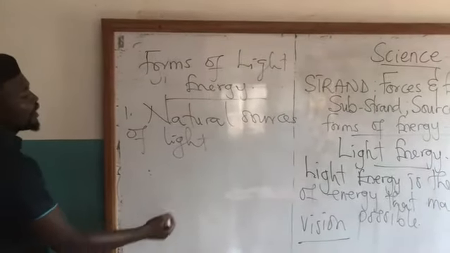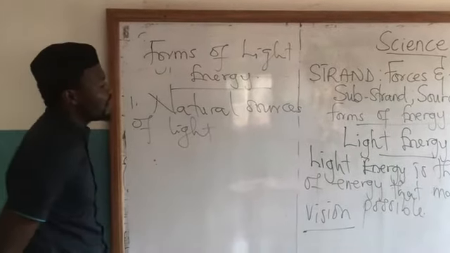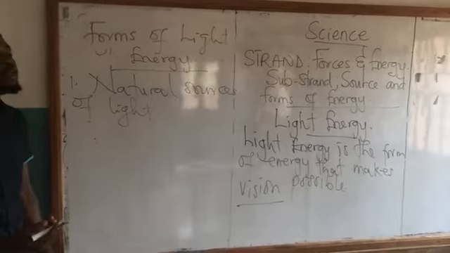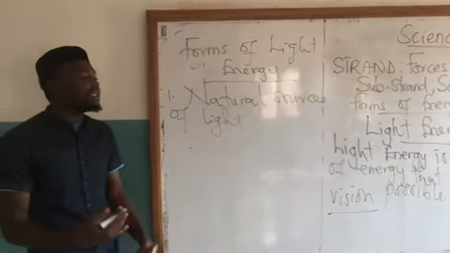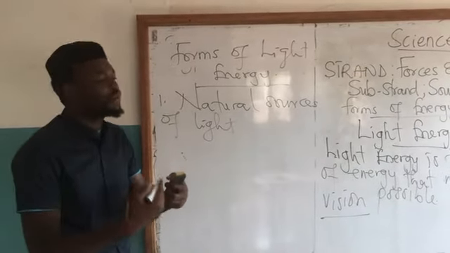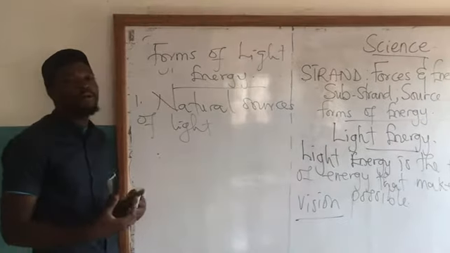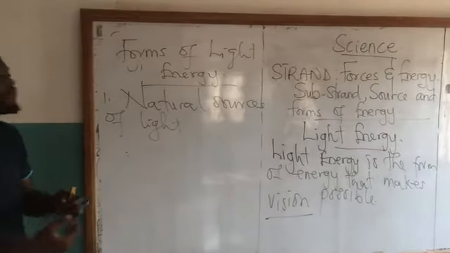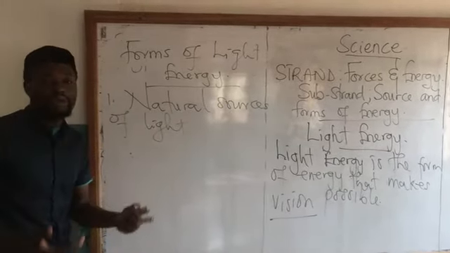This is to tell you that we have light sources that are from nature, mother nature. In science, you don't say they are gotten from God. In your Arabic, you can say light is gotten from God. But in science, you say they are gotten from nature. That is to mean that even before the existence of man, light was already in existence.